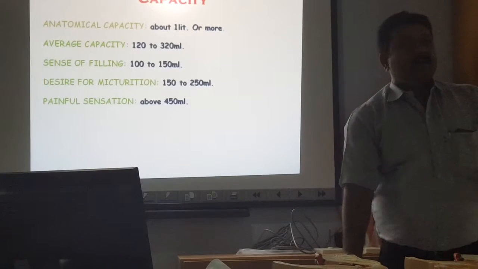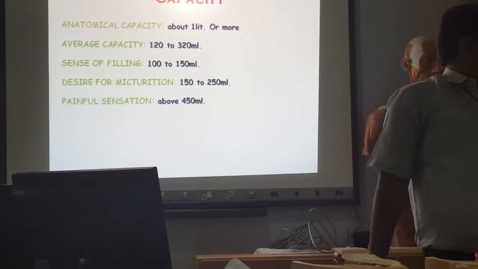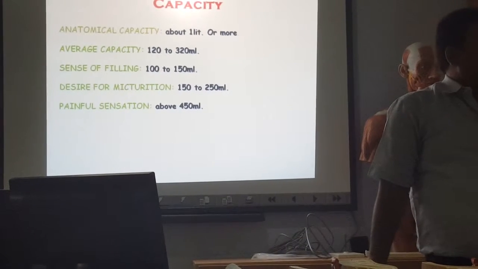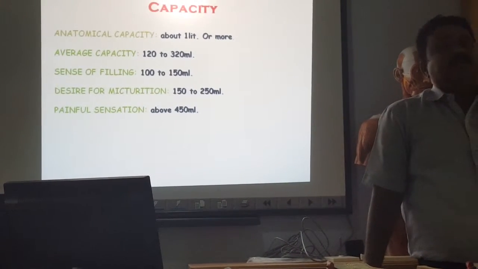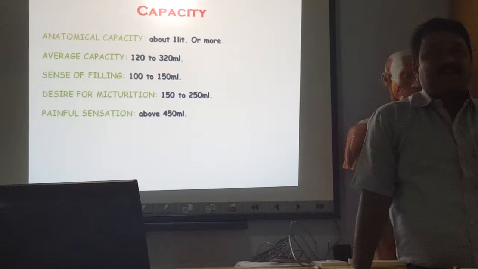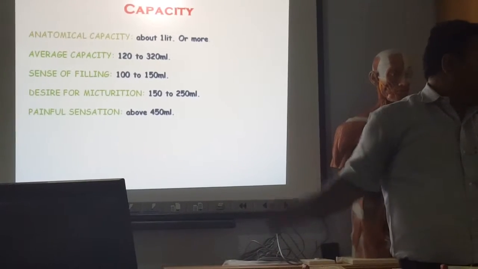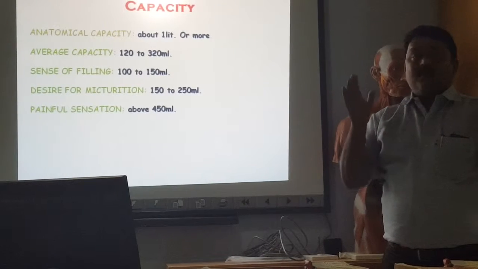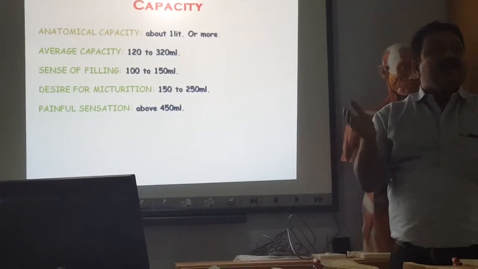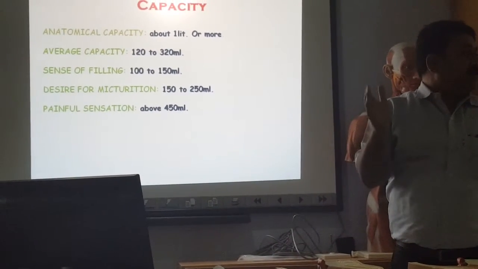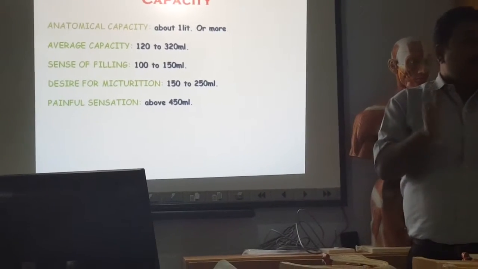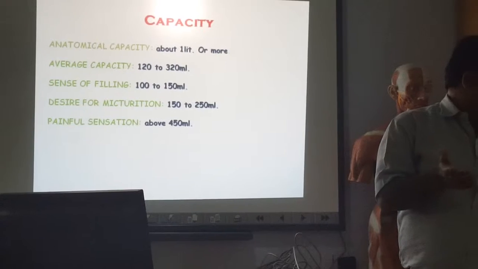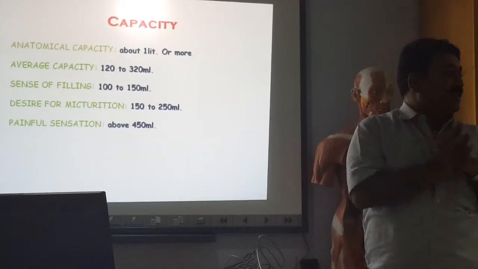So for every author, there is a difference of 100 ml, 200 ml. It will be like that. So some authors have written 700 to 800 ml like that. Okay. So that is why we told about the anatomical capacity. Up to 1 liter, it will expand. Yes. 1 liter or more. It is having a capacity to expand. It won't burst, isn't it? Yes. That is the anatomical capacity.